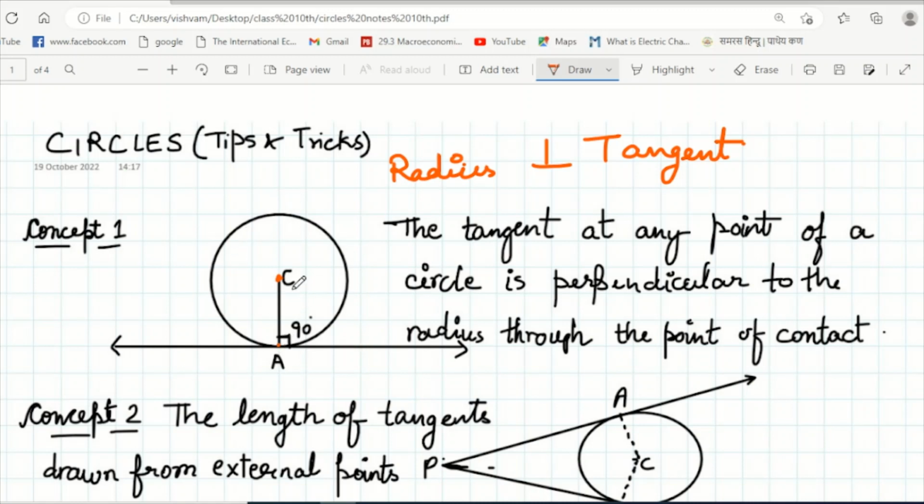So in the diagram, CA is the radius and this is a tangent. The tangent at any point of a circle is perpendicular to the radius through the point of contact. This is the first concept.